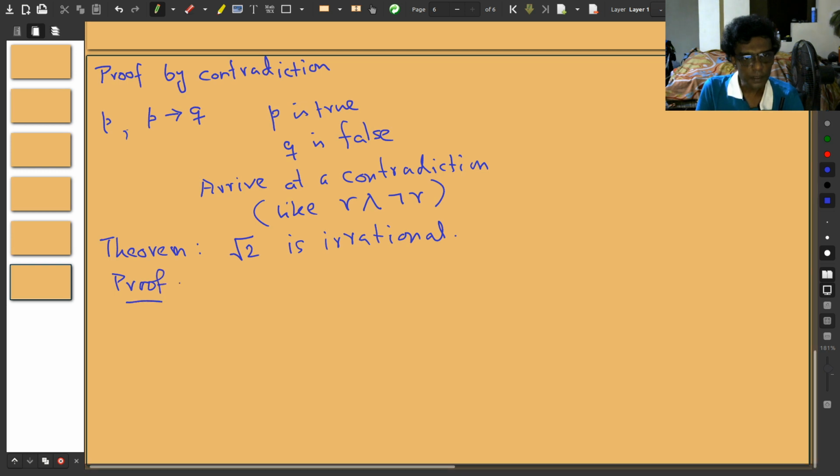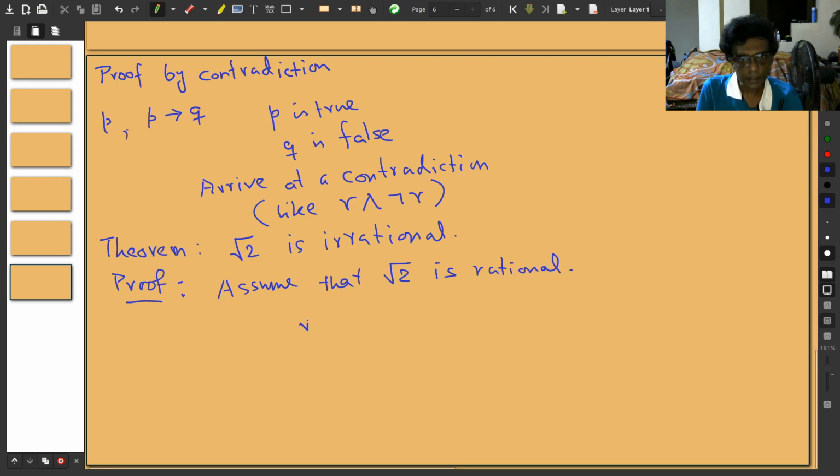I assume that root 2 is not irrational. That means, assume that root 2 is rational. If that is the case, there exist integers a and b such that I can write root 2 as a over b. Now if I multiply b on both sides and take square, what do I get? 2b square equal to a square.